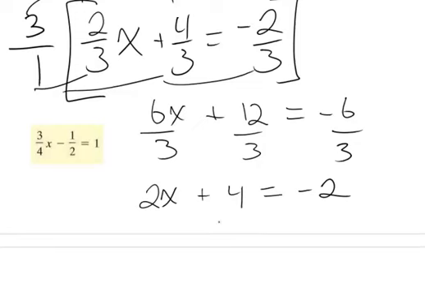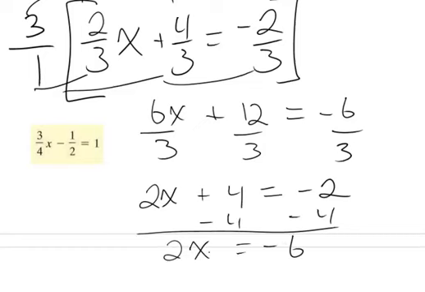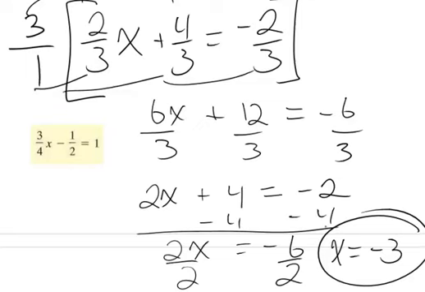I can go ahead and subtract 4 on both sides, minus 4 on both sides. So that leaves me with 2x equals negative 6. And when I finally divide both sides by 2, I'm going to get x equals negative 3.